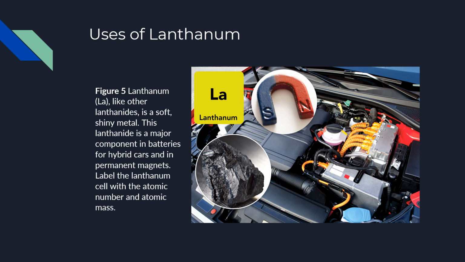All right, so here we have figure 5, uses of lanthanum. Lanthanum, or capital La, like other lanthanides, is a soft, shiny metal. This lanthanide is a major component in batteries for hybrid cars and in permanent magnets. Label the lanthanum cell with the atomic number and atomic mass. So the atomic number of lanthanum is 51 and the mass is 138.91.